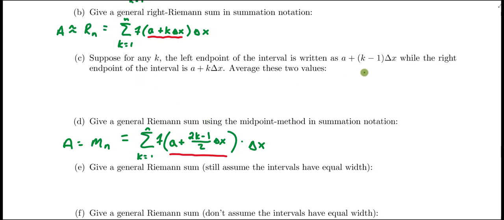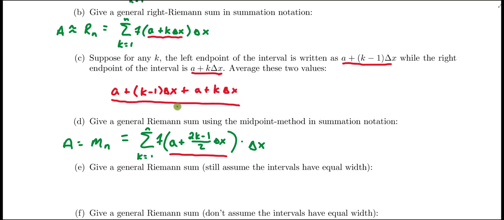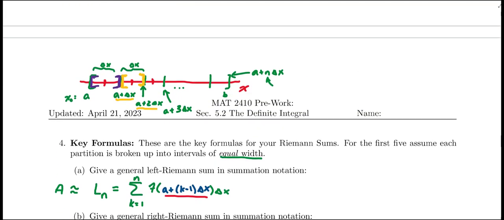What we did was we thought of averaging this endpoint and this endpoint of the kth interval. So if I were to add those two together, a plus k minus 1 delta x, that's the first term. I'm going to add to that the second term, a plus k delta x, and then I'm going to divide that by 2. That's always what we've done to find the midpoint of two values.